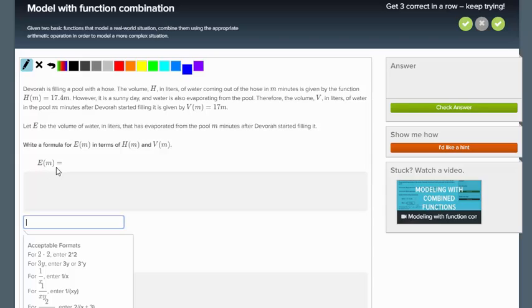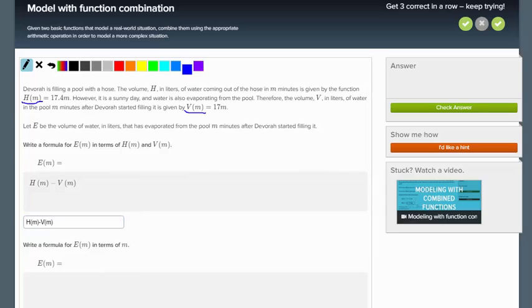So the amount evaporated should be what I put in minus what's actually there now. That's how much it would evaporate: how much I put in compared to how much I have now. So this should be E of m equals how much I put in, H of m, always do that with that first parenthesis, minus how much is there now, V of m, okay? And then of course I'm going to say now write it in terms of m.